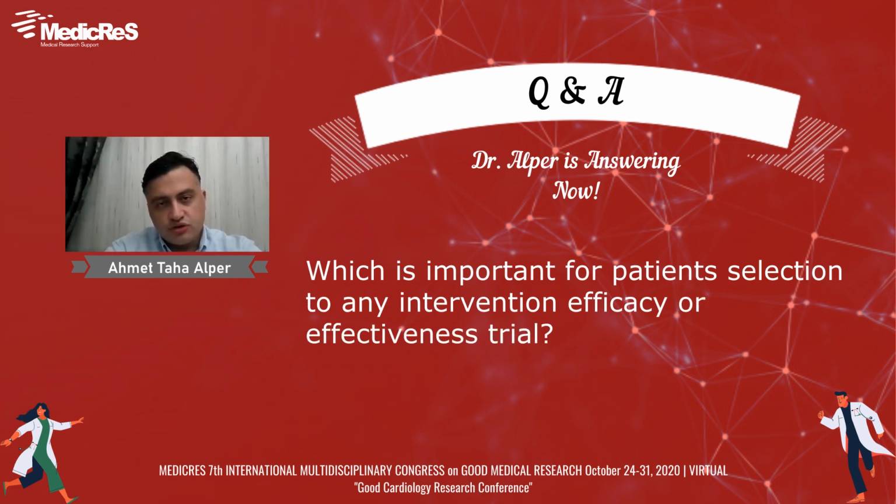Which is important for patient selection to any intervention, efficacy or effectiveness trial? First of all, I should say, in terms of patient selection, shared decision-making is essential. We should share every detail of an intervention with our patients and make a decision together. Efficacy trials tell us if an intervention works under ideal conditions, but effectiveness trials provide information about the real world. So we need a synthesis of them. We need a combination of them. And of course, we should individualize every solution for every patient.